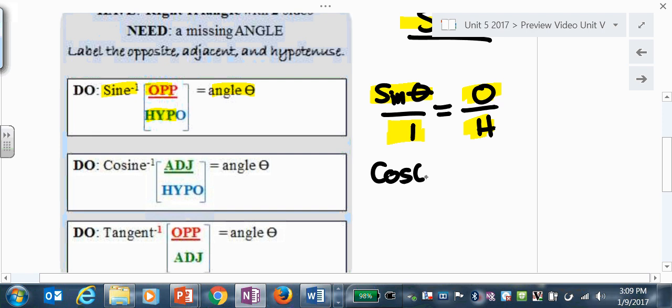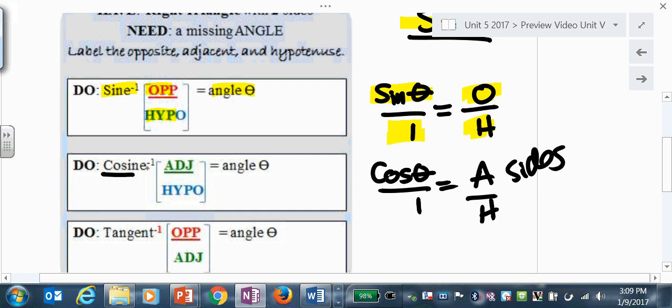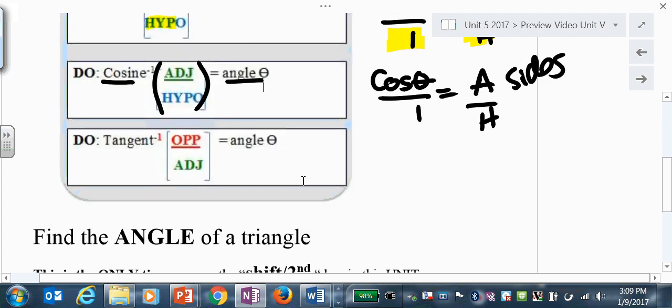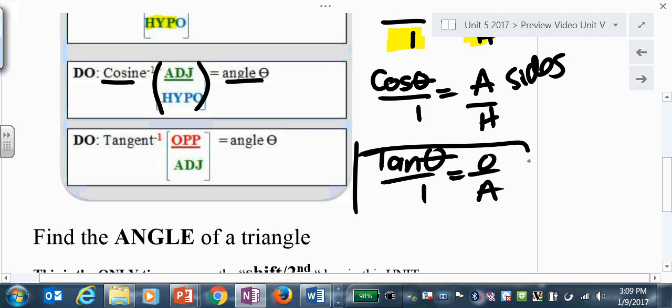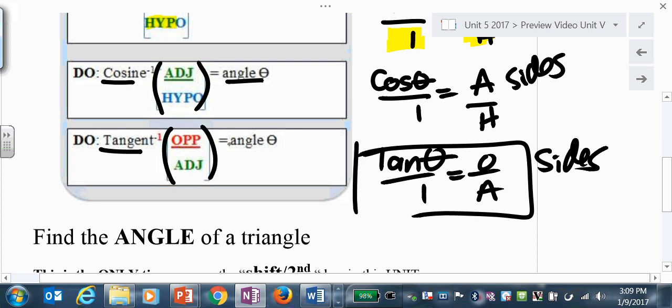The cosine, you know, cosine theta over 1 equals adjacent over hypotenuse. Again, you use that to find sides. When you want to find the angle, you use inverse cosine. Inverse cosine of adjacent over hypotenuse equals the angle theta. Tangent theta over 1 equals opposite over adjacent. Again, you use this to find sides. When you want to find angles, it's inverse tangent of opposite over adjacent equals the angle theta.